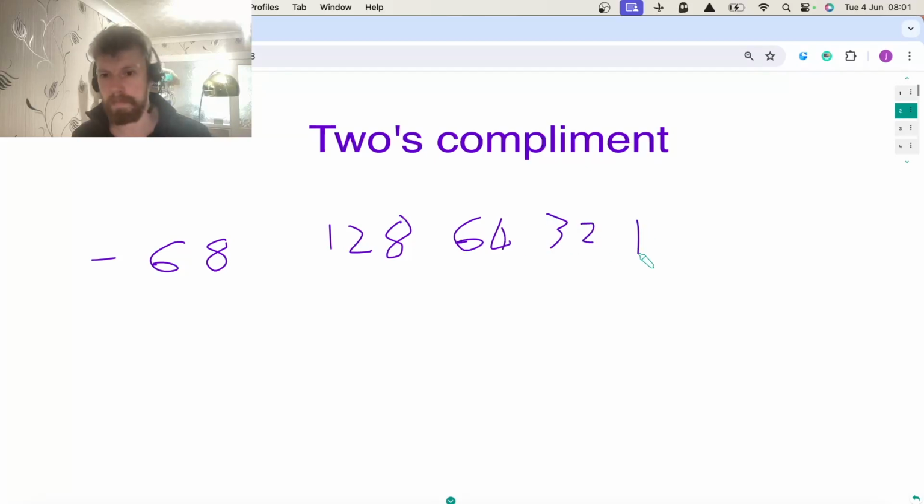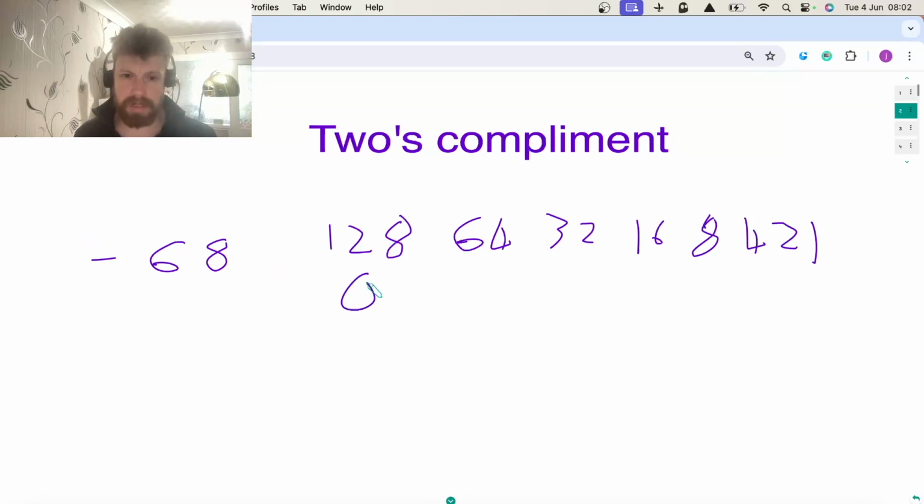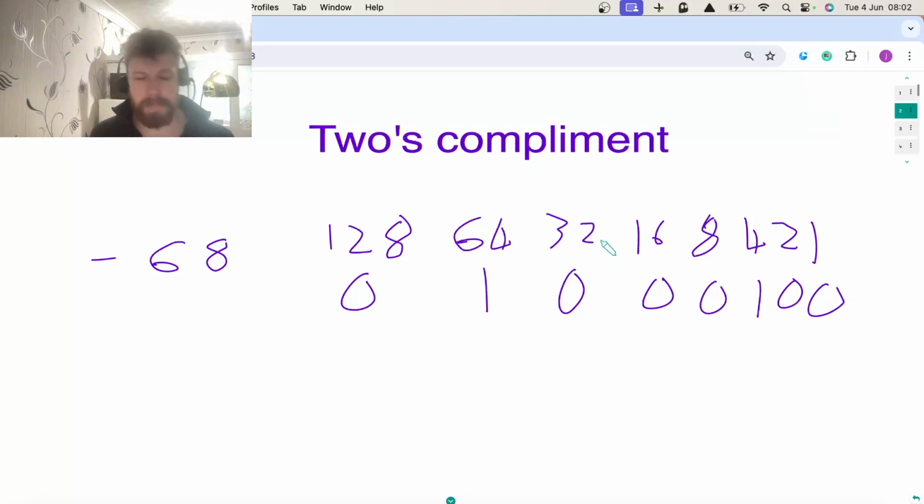So that's step 1. 8, 4, 2, 1. Okay, that's step 1. Then you just convert it into a normal binary number, so that's going to be 0, 0, 0, 1, 0. So that's 68 as a positive number, and then to get a negative number we have to 2's complement it.